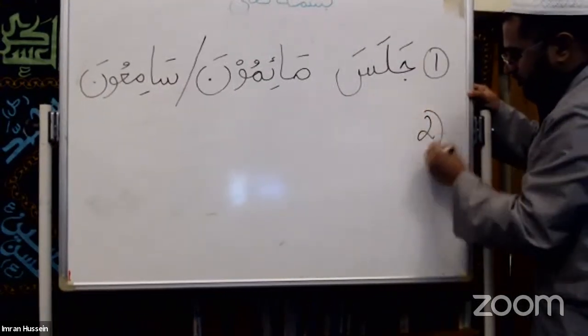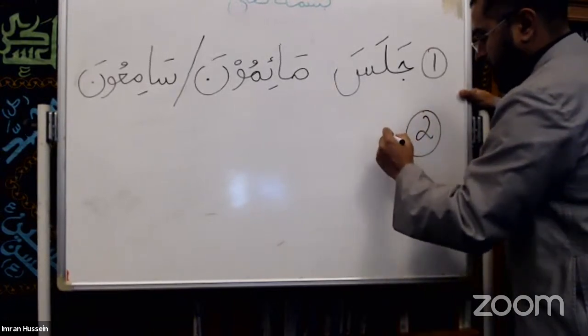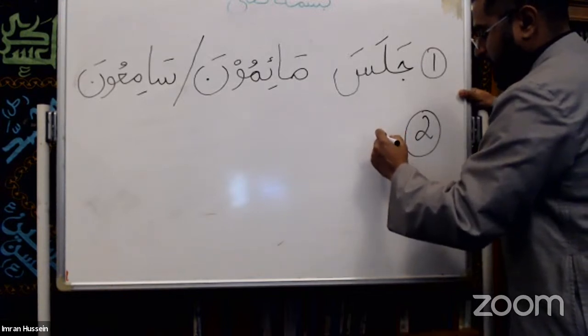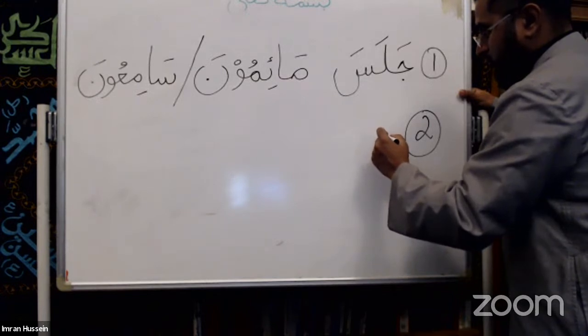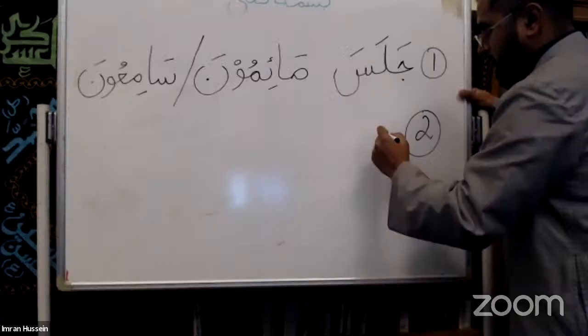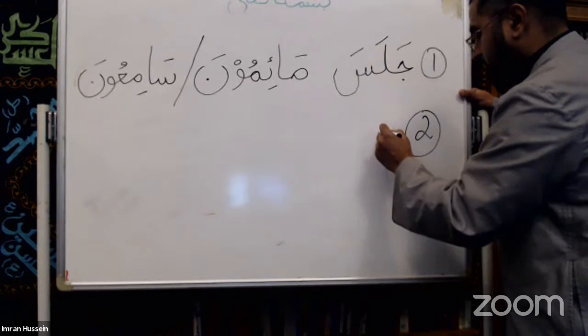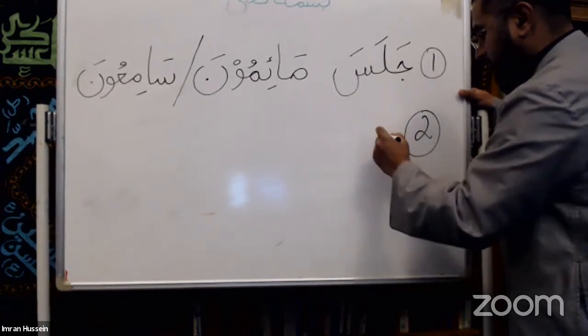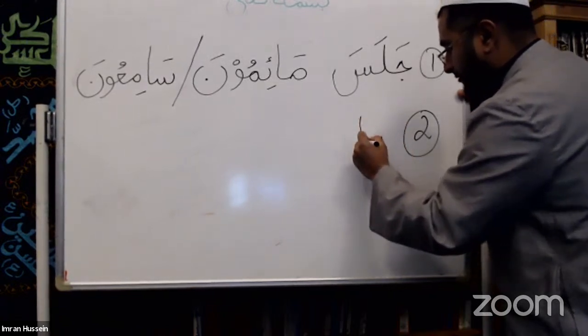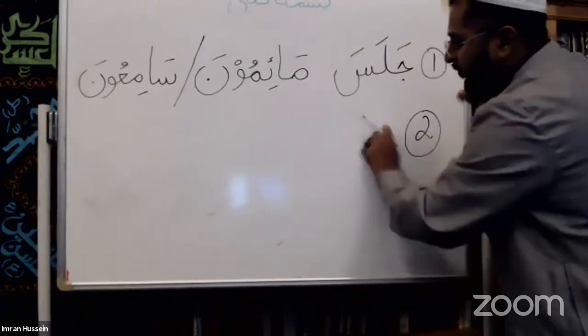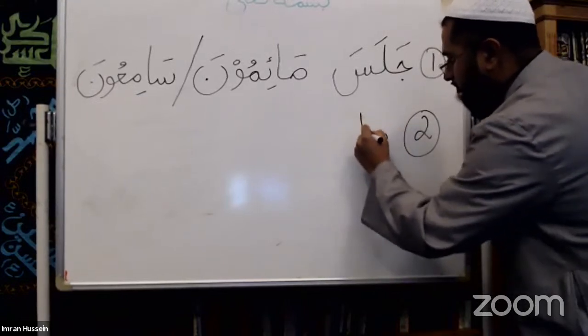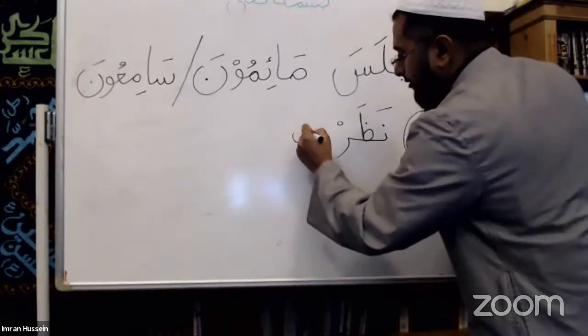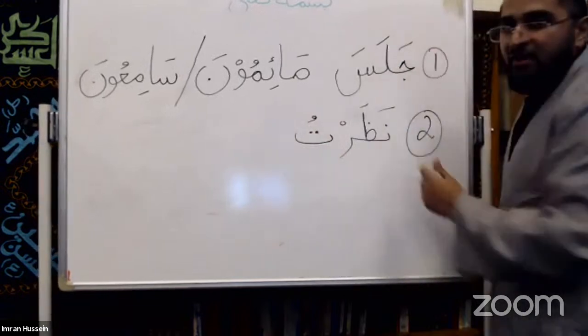Number two. The verb should not be jalasu. One second, you could use this as well. I'm trying to think of a verb which is not difficult for you, so that I don't give you a difficult verb. So that's the reason why I was thinking. Nadartu. Nadara, what does nadara mean?